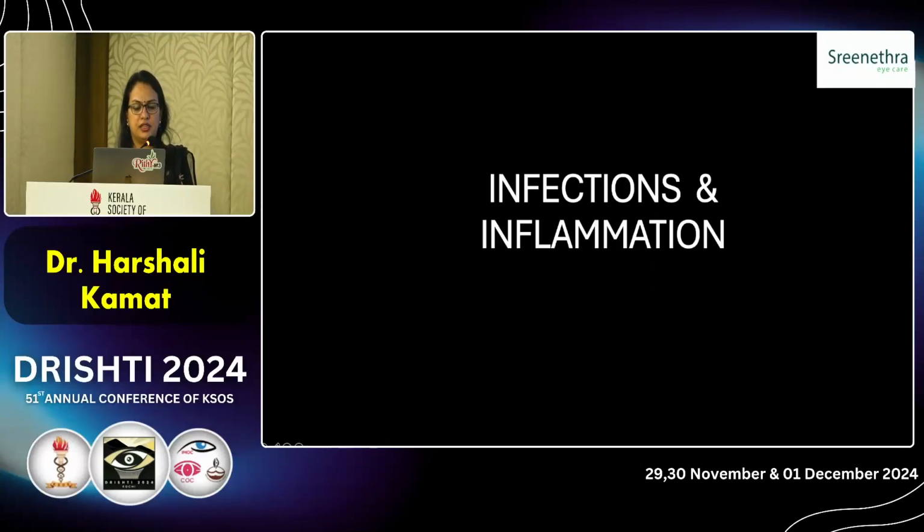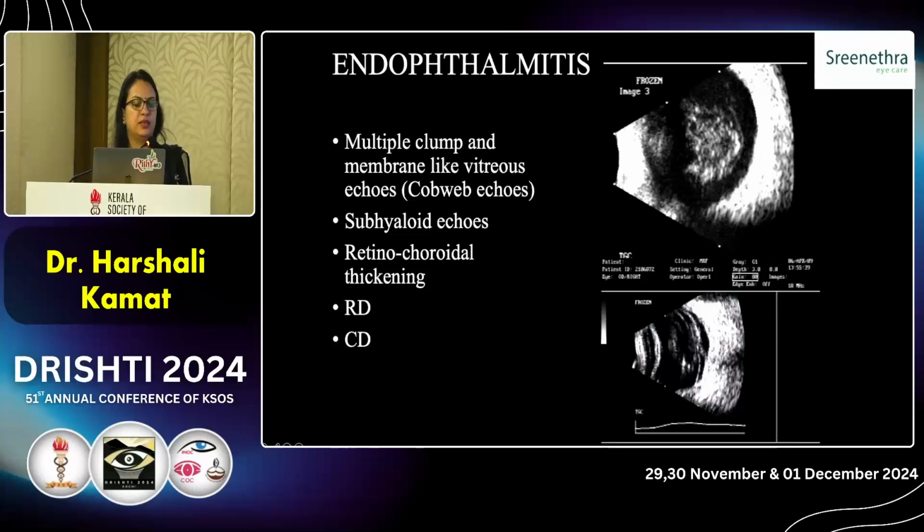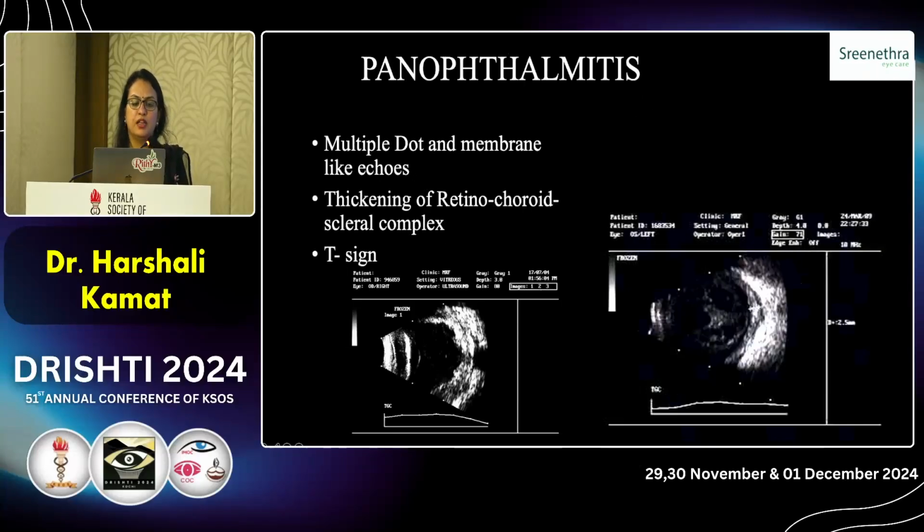Coming to infections and inflammations, in endophthalmitis, if you see a cobweb-like echo along with these dots and clumps, it's more suggestive of inflammation. There'll be subhyaloid echoes, and there may be associated PVD. If it is progressing to panophthalmitis, you may have localized subtenon's widening or, in advanced cases, the T sign, wherein you see this subtenon space widening along with the optic nerve shadow forming a T sign.